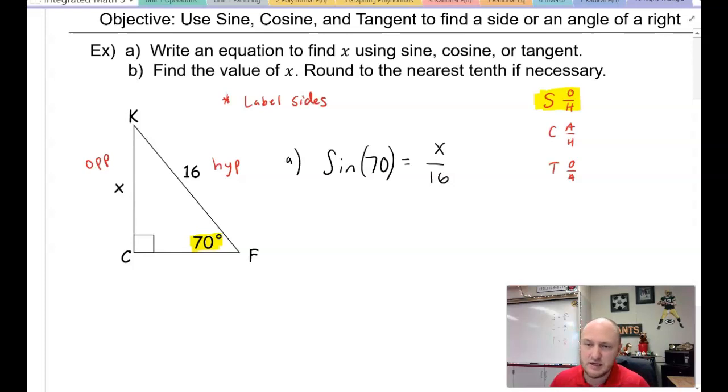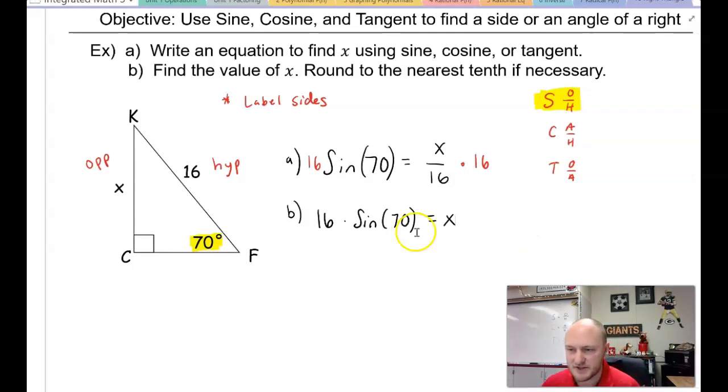All right, B, now they want us to find the value of x, rounded to the nearest tenth if necessary. So I need to solve for x. Okay, well, how do we undo division? I want to get x by itself. So I'm going to undo division. I'm going to multiply by 16 on each side. Okay, this is B. So now I have 16 times sine of 70 is equal to x.